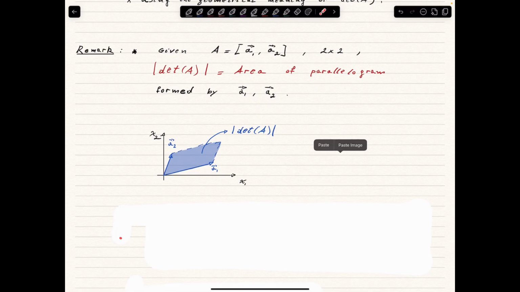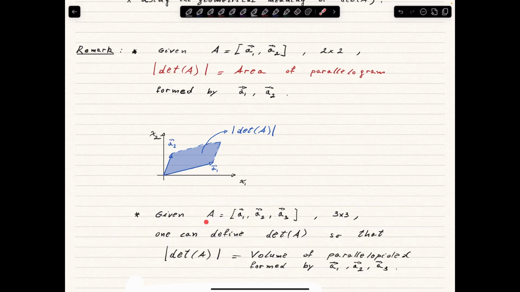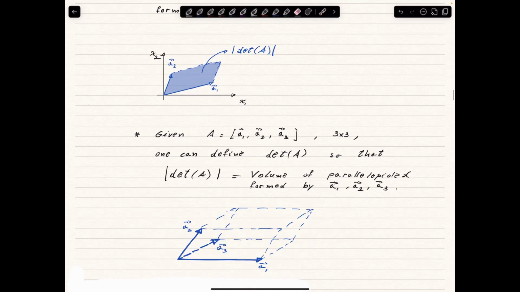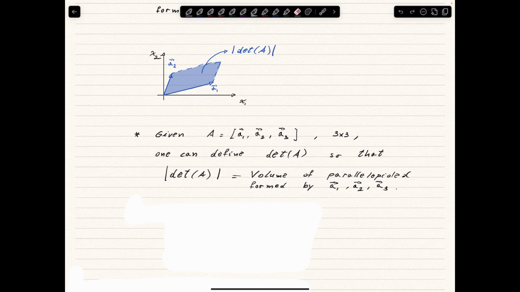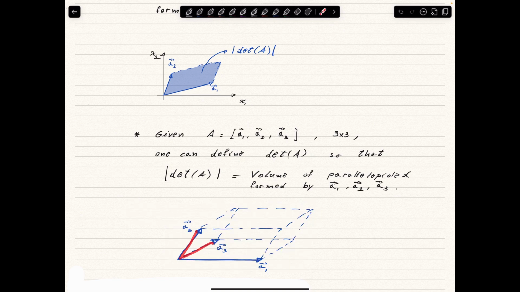And the idea is then, when we have a 3 by 3 matrix, now we are going to have 3 columns. Each one is going to be a vector in space. Now these 3 vectors determine in space a parallelepiped. So the 3 vectors in R3 determine this 3-dimensional object, and this object has a volume. So the idea is to generalize the notion of determinant so that the determinant of a 3 by 3 matrix is plus or minus the volume of the parallelepiped formed by the vectors A1, A2, and A3, the columns of matrix A.